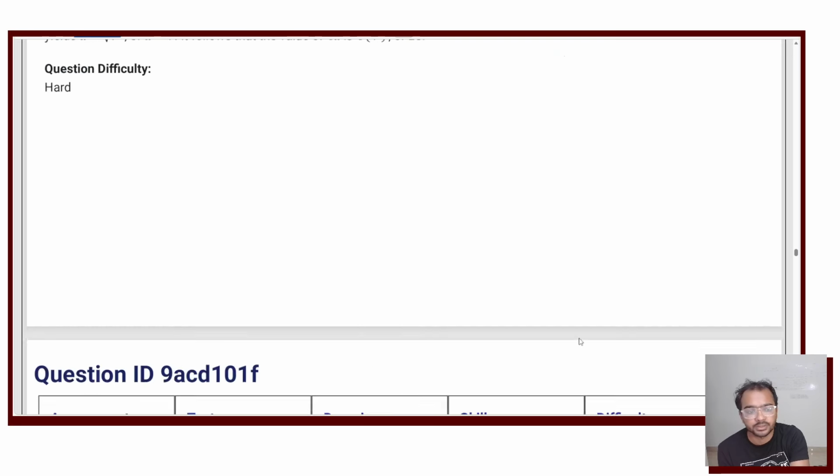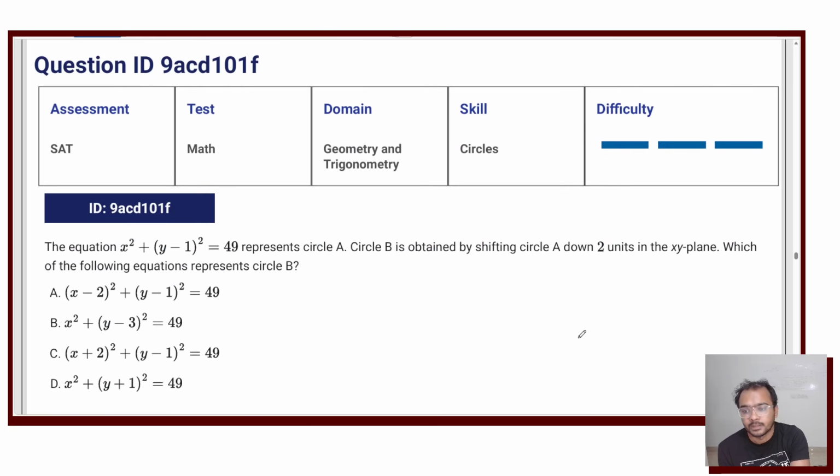So the correct answer is 28. Okay, this problem, we have this equation x square plus (y minus 1) whole square equal 49. So this is r square is 49, so r will be 7. Circle B is obtained by shifting circle A down 2 units. Okay, so which of the following will represent the equation of circle B?